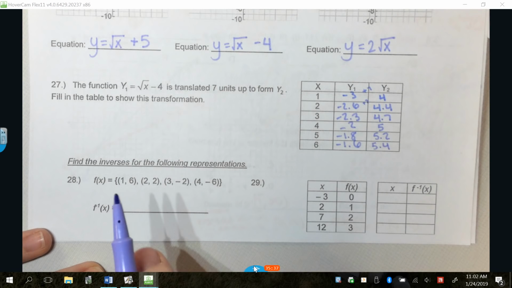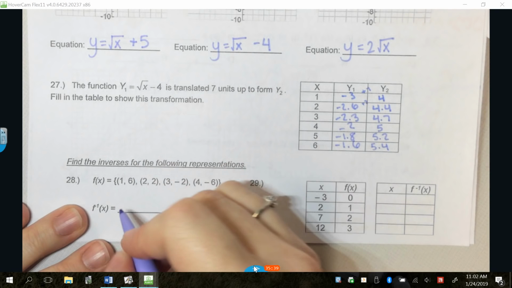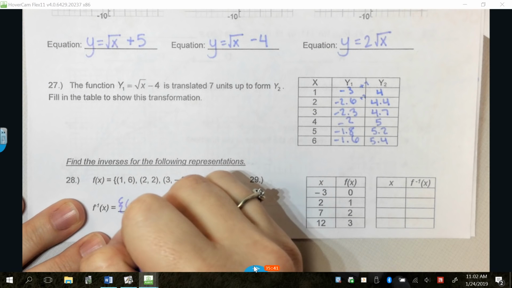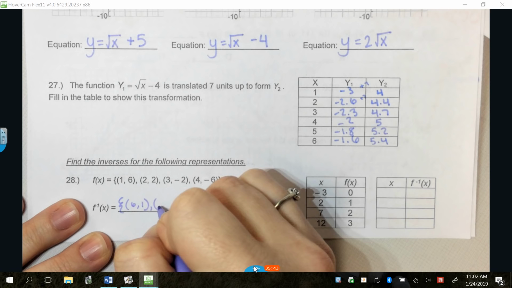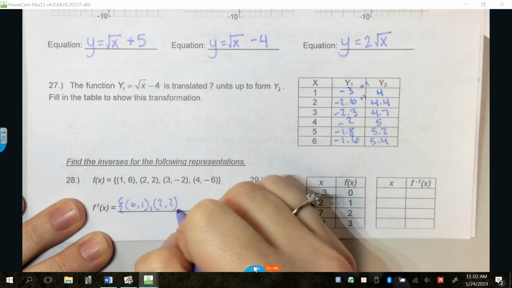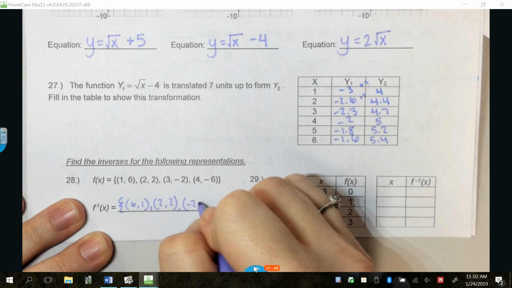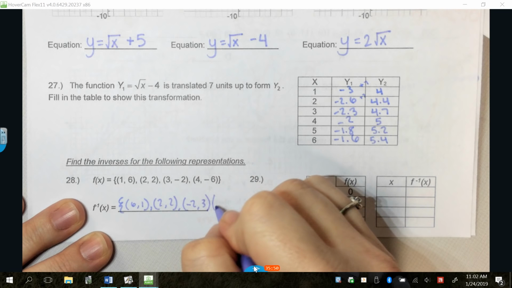Find the inverse for the following representations. So my inverse, I'm literally just going to switch my x and my y. So (6, 1), (2, 2), which kind of stays the same, (-2, 3), and (-6, 4).